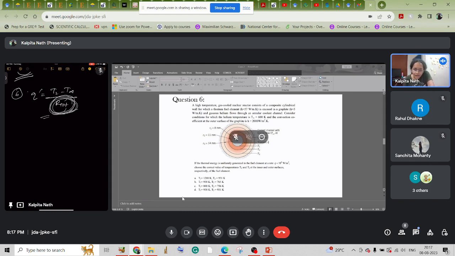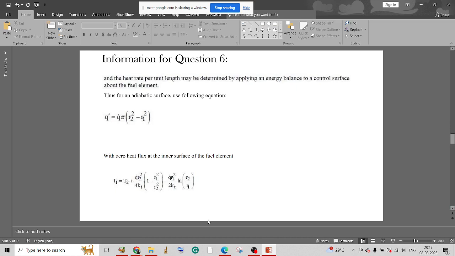And now I have already given this equation, right? So if we consider the interior surface of the element to be essentially adiabatic, that means there will be no heat transfer from the heating element, that is the thorium, on the inner side. There will be only heat transfer on the outer side. So the heat flux we will only consider from the heat generating element to the outer side. That is, we can use this adiabatic surface equation here.